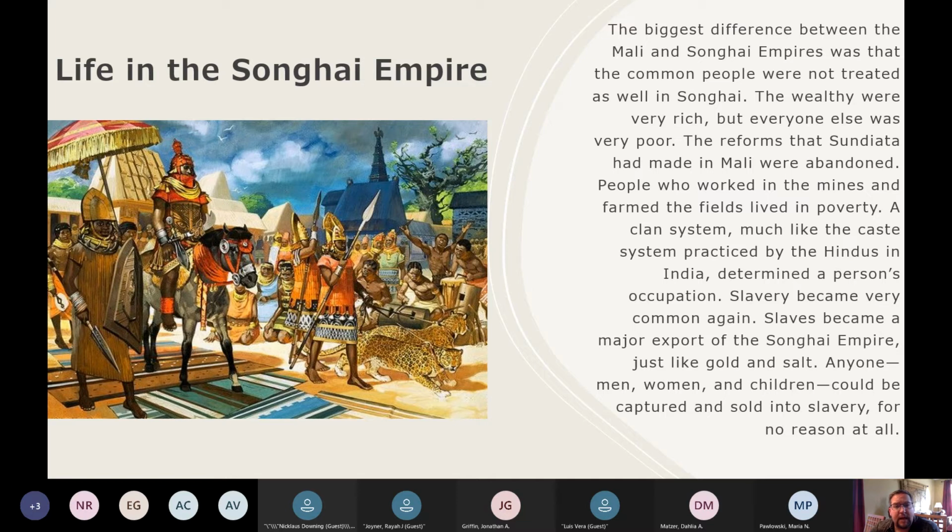The biggest difference between Mali and the Songhai empires is that the common people were not treated as well in Songhai. The wealthy were very rich, but everyone else was very poor. The reforms that the Mali kings had made were abandoned, and the people worked in the mines and in the farms and fields, living in poverty. A clan system, much like a caste system in India, determined a person's occupation. Slavery became very common again. Slaves became a major export of the Songhai Empire, just like gold and salt. Everyone, men, women, and children, could be captured and sold into slavery for no reason at all.